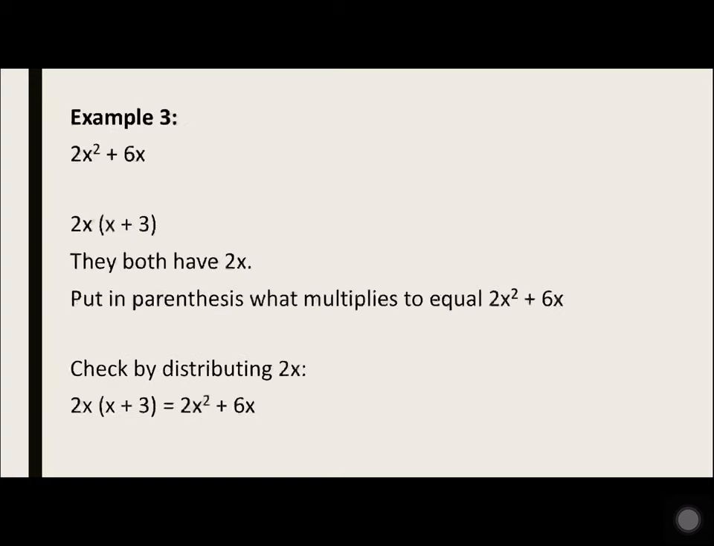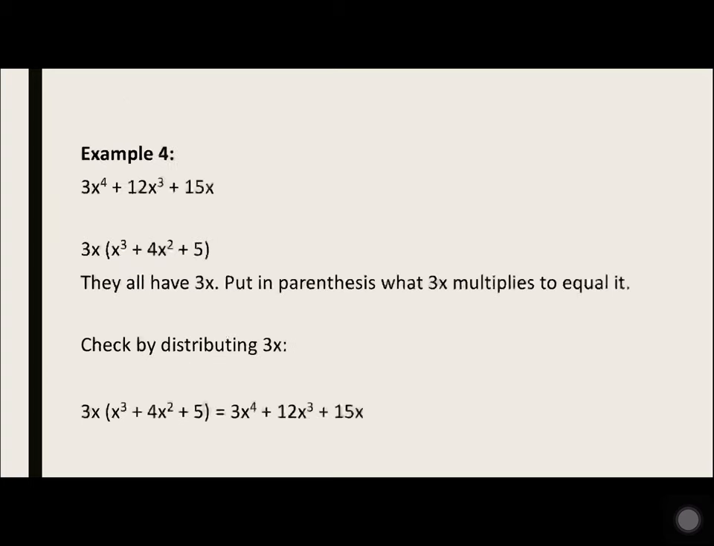Example 3, 2x squared plus 6x. 2x times x is 2x squared. 2x times 3 is 6x. They both have a 2x. Put in parentheses what multiplies to equal 2x squared plus 6x. Check by distributing 2x. 2x times x, 2x squared. 2x times 3, 6x.